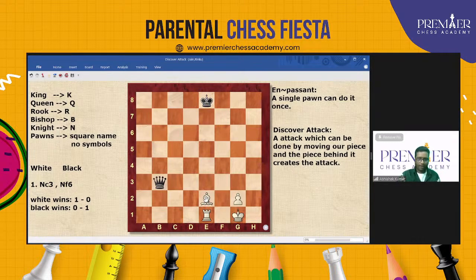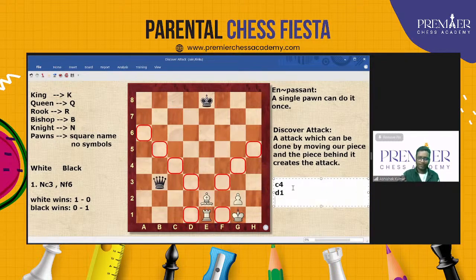We now know that if we move this bishop anywhere on any of these red squares, it will be a discover attack. But only one square is a good move. Bishop to c4. Okay. Any more answers? I got one answer, c4. Bishop to d1. Okay. Any more answers?